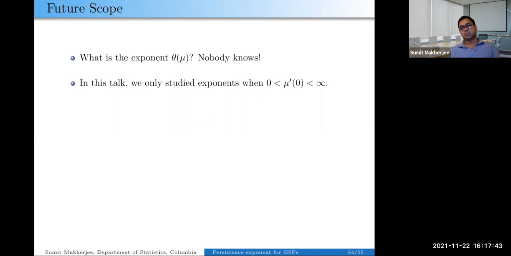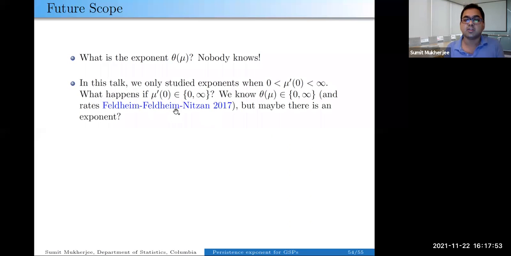And the second one is, in this talk we focused mostly on the case where mu prime 0 is between 0 and infinity. What happens if mu prime 0 is equal to 0 or equal to infinity? We know that the exponent becomes 0 and infinity under very mild assumptions, and we also have rates in this paper. But maybe there's an exponent there at a different scale. Who knows? Maybe if you divide by t to the alpha log t, or t log t, there's an exponent. But we are not close to proving anything close to this. Right now, we only have upper and lower bounds which match in a wide setting, but not up to constants.